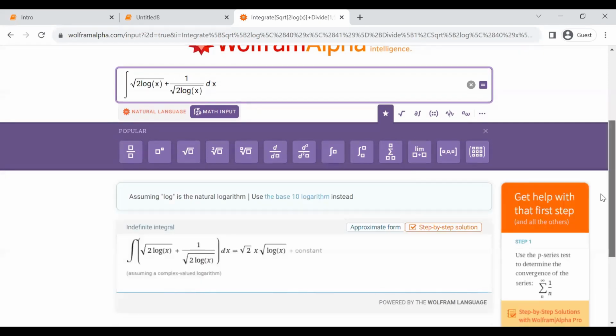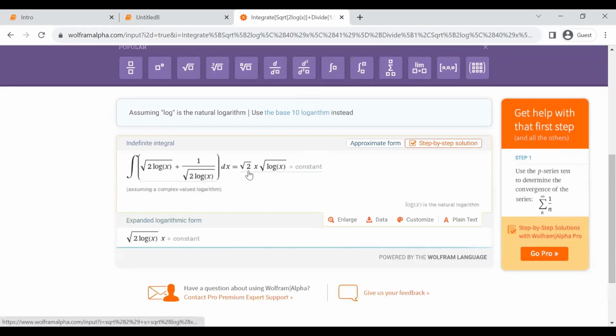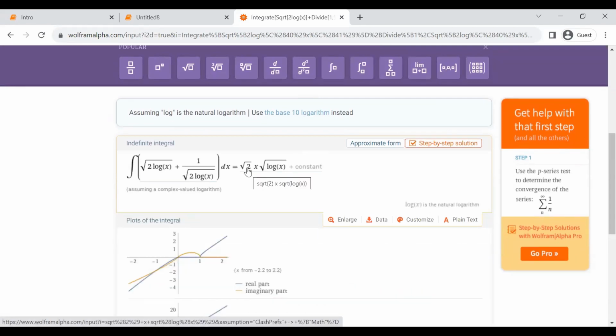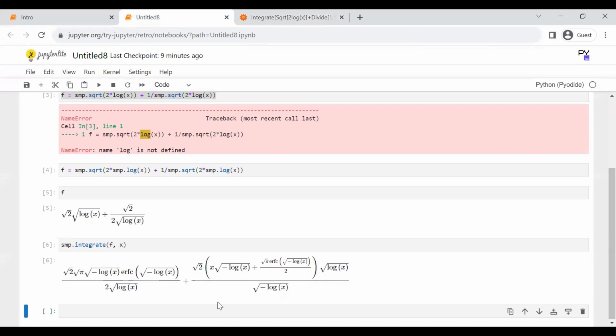Well, it was able to decipher our problem well, and it was able to give us a correct answer, which is square root of 2 times x times square root of log x. And our answer was x times square root of 2 log x. So Wolfram here gives us a correct answer that we can decipher, but Python leaves us hanging. Now let's go back to the second problem.